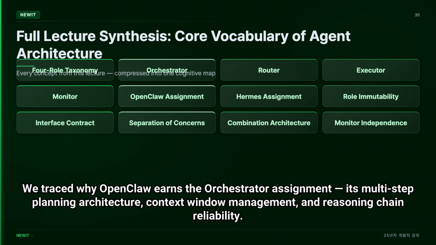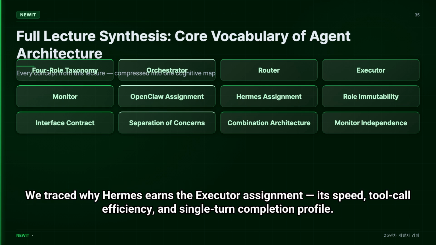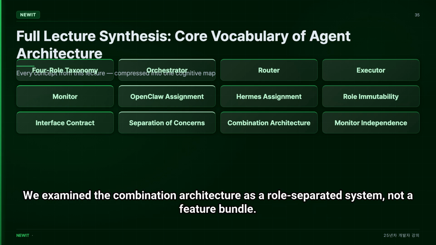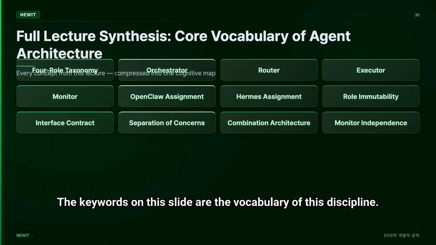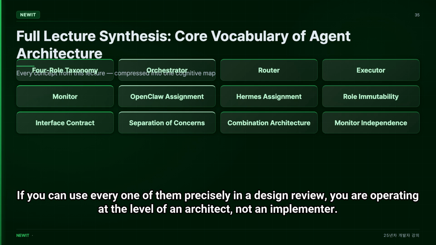We traced why OpenClaw earns the orchestrator assignment: its multi-step planning architecture, context window management, and reasoning chain reliability. We traced why Hermes earns the executor assignment: its speed, tool call efficiency, and single-turn completion profile. We examined the combination architecture as a role-separated system, not a feature bundle. And we distilled 5 design principles that generalize beyond OpenClaw and Hermes to any agent framework you will encounter in the next decade. The keywords on this slide are the vocabulary of this discipline. If you can use every one of them precisely in a design review, you are operating at the level of an architect, not an implementer.